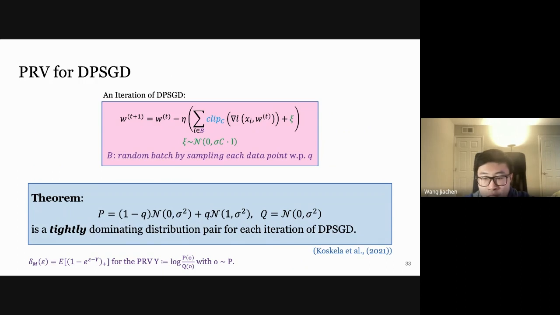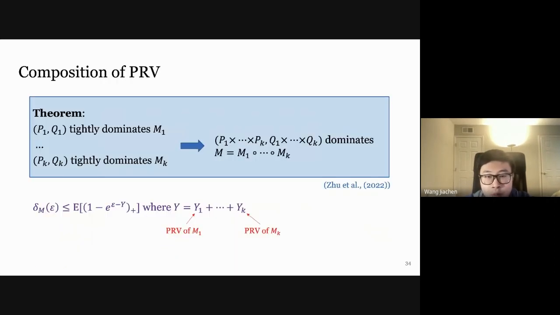So now we know the tightly dominating pair for each iteration of DPSGD, and we also know the privacy loss variable for each iteration. We can say that the privacy curve for each iteration is equal to the hockey stick divergence between P and Q, which is equal to this expectation here with respect to the privacy loss variable. So this gives us a very clean expression for the privacy curve of each iteration of DPSGD. And now, in order to have the privacy curve for the whole algorithm after thousands of iterations, we need to talk about the composition of privacy loss variables.